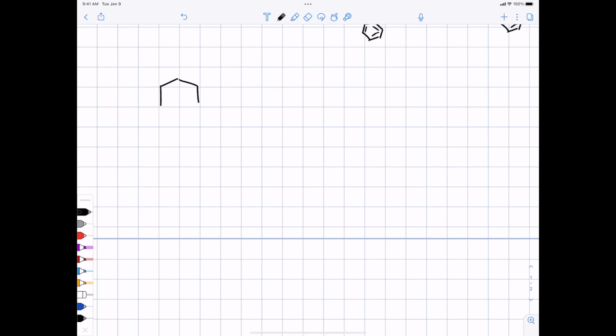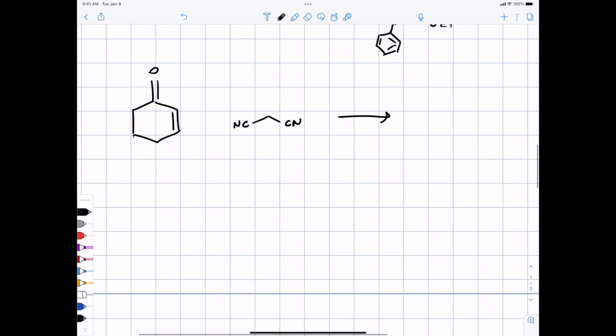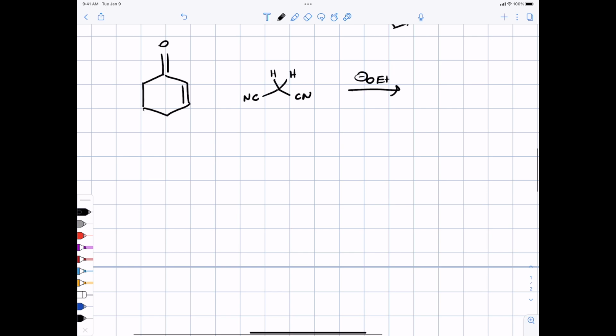I'll just choose one that has a 6-membered ring, which I know is threatening. But by the end of this class, you're going to view a 6-membered ring as a friend. All right. And we'll use a base. Now, we haven't seen this before. I will draw this molecule out.